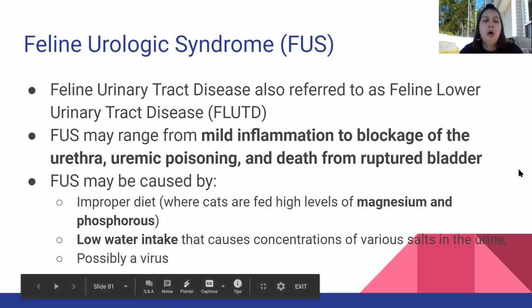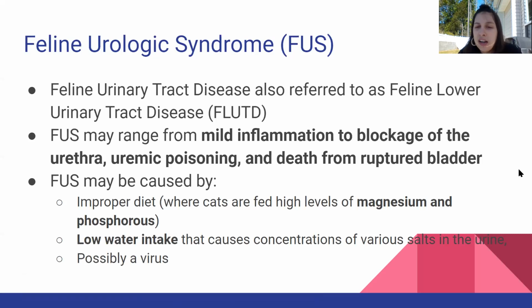It can be from low water intake, your cat not drinking enough to be able to dissolve those salts that it's eating. If your cat has ingested a lot of sodium or a lot of salt, they need that water to try to dissolve it. Otherwise, that salt is just going to sit in their system. It's going to kind of build up until it eventually basically solidifies.